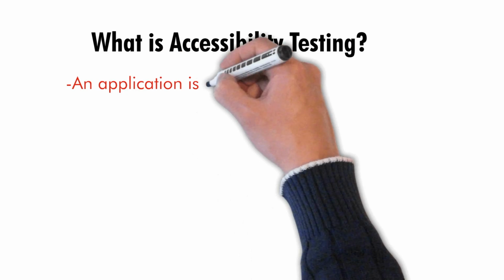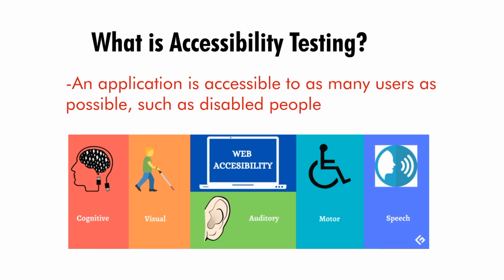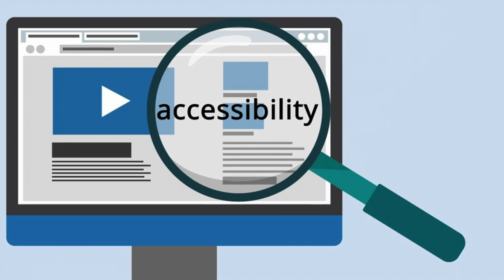What is meant by accessibility testing? Accessibility testing in software QA is a process of ensuring that an application is accessible to as many users as possible, such as disabled people with vision impairment, deafness, and cognitive conditions as well.